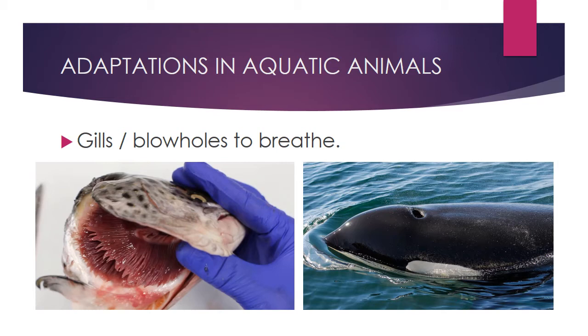Some animals like whales and dolphins do not have gills, so they have a blowhole on the back of the body. So whenever they need to breathe, they come to the surface of the water and they give out a fountain of water, which is their way of exchanging gases.